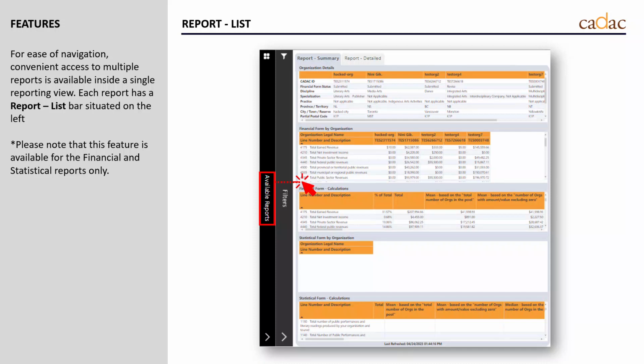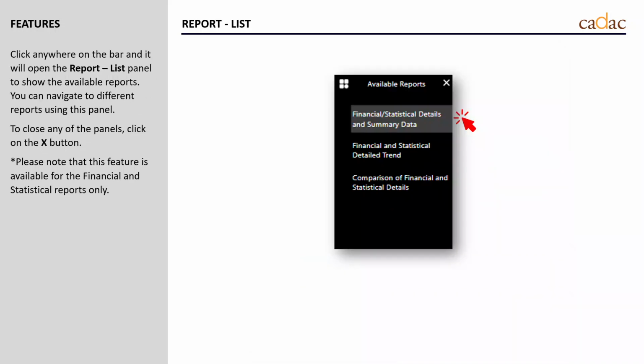When you have a financial or statistical report open, you can easily navigate between the different financial and statistical reports by clicking on the Available Reports menu. This menu is always positioned on the far left of your report window. When you open the list of available reports, you can click on a different financial or statistical report to navigate there. You can also see which report you are currently on, as this will be the highlighted item in the list. To close this menu, you can simply click on the X icon in the top right or click anywhere on the main report page.